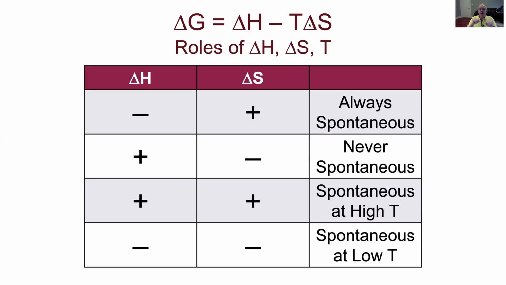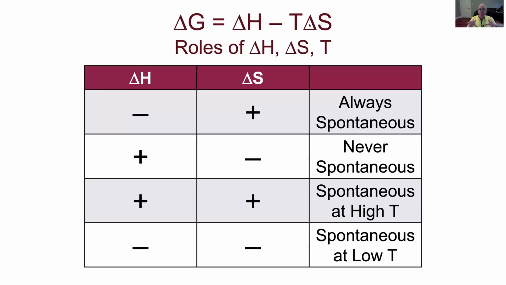If both signs are negative, that says now delta H is in favor of the reaction, delta S is against it. At high temperature, delta S wins. So in this case, at high temperature, the reaction stops being spontaneous. If I want that reaction that has both signs being negative to be spontaneous, I need to keep the temperature lower because that's where delta G will be negative, okay?